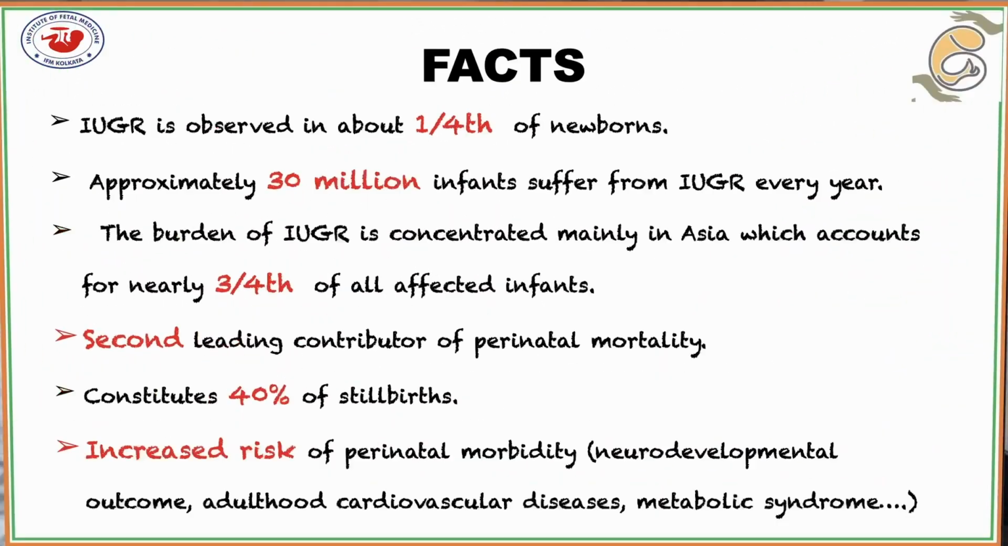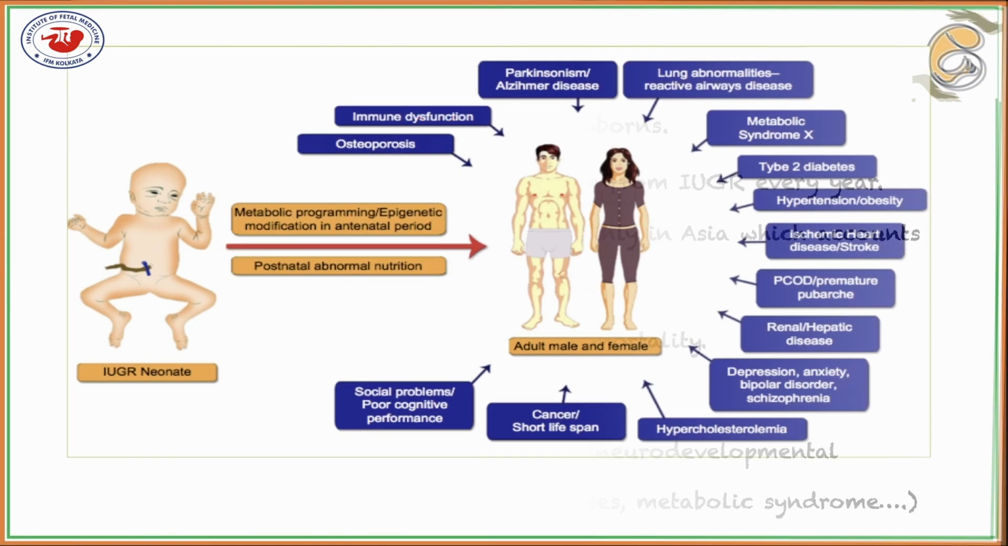Now, why we are concerned with growth restriction: it is observed in one-fourth of newborns, and approximately 30 million infants suffer from IGR every year. The burden of IGR is concentrated mainly in Asia, which accounts for three-fourths of all affected infants. It is a second leading contributor of perinatal mortality, contributes 40% of stillbirths, and there is increased risk of perinatal morbidity, which involves neurodevelopmental outcome, additional cardiovascular disease and metabolic syndromes. These are a few of the major concerns. There are many more, but these are the highlighted ones.